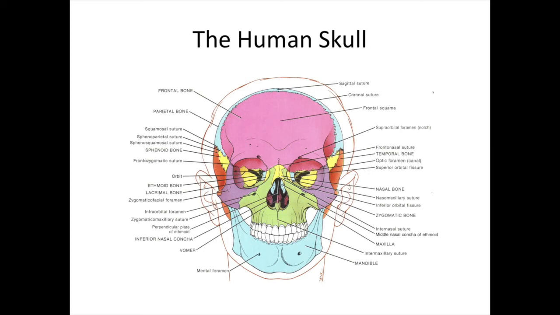Another important landmark is the coronal suture. The coronal suture extends across the back portion of the frontal bone, and it separates the frontal bone from a paired bone, which we'll be talking about next, the left and right parietal bones. Well, let's move on to that.